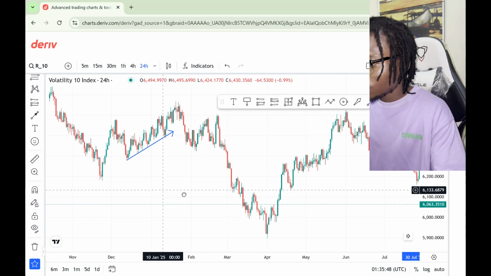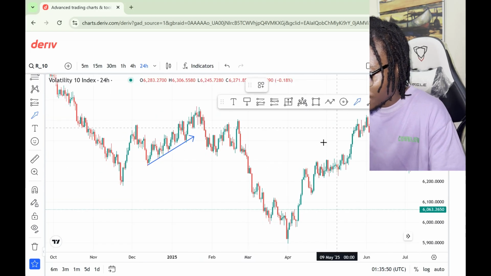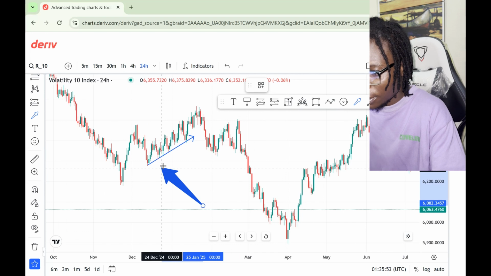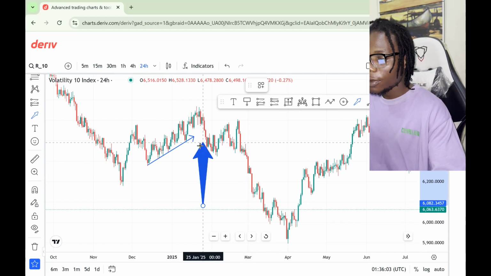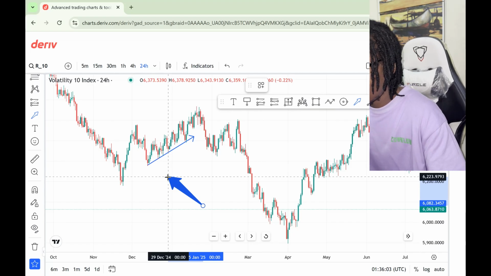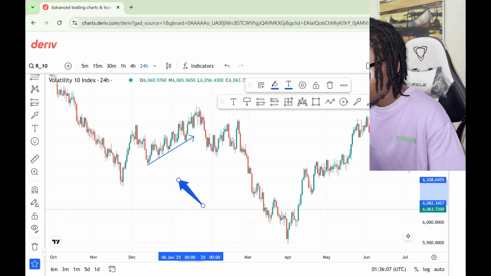You see the way price touches the trend line: 1, 2, 3. These are liquidity. These are orders that people just entered in the market. So anywhere you see a base level, those are liquidity levels. Okay, let's keep marking up.